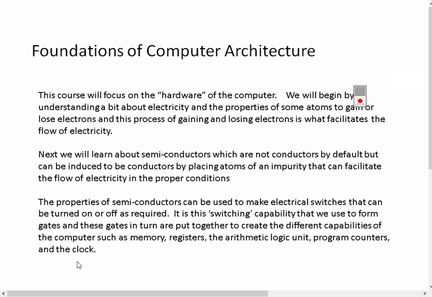Where we want to start with this is really focusing on the hardware of the computer. Most of the curriculum at the University of the People is focused on looking at software or developing programs or using programs. In this course, we're really going to focus on hardware. And we're going to learn a little bit about electricity and the properties of electricity that allow us to create switches, and how those switches contribute to gates and how those gates can be put together to form computer systems. So let's jump into this.